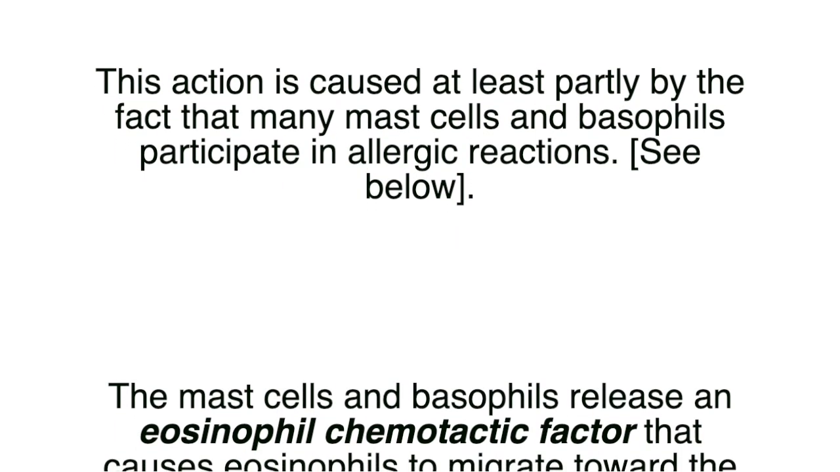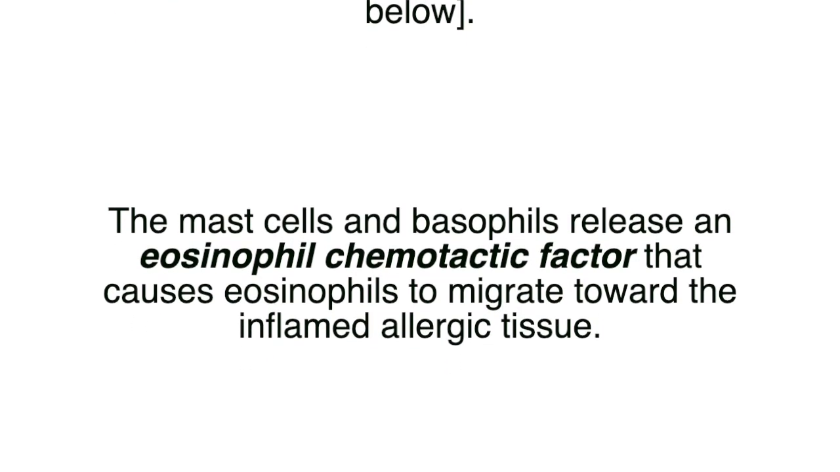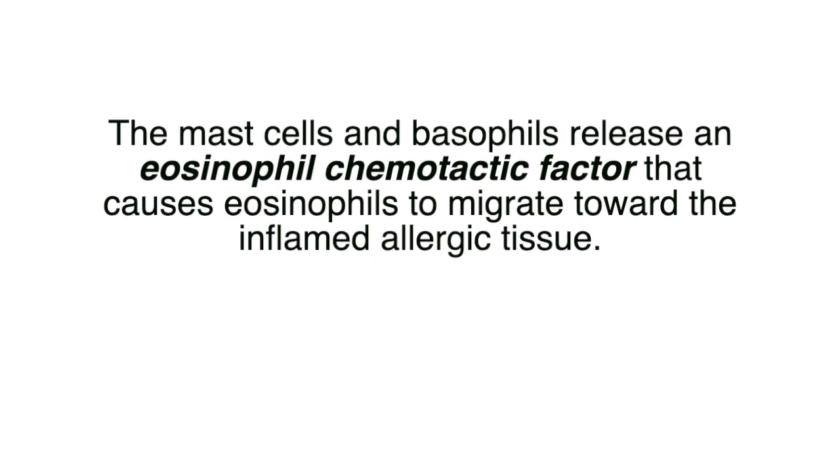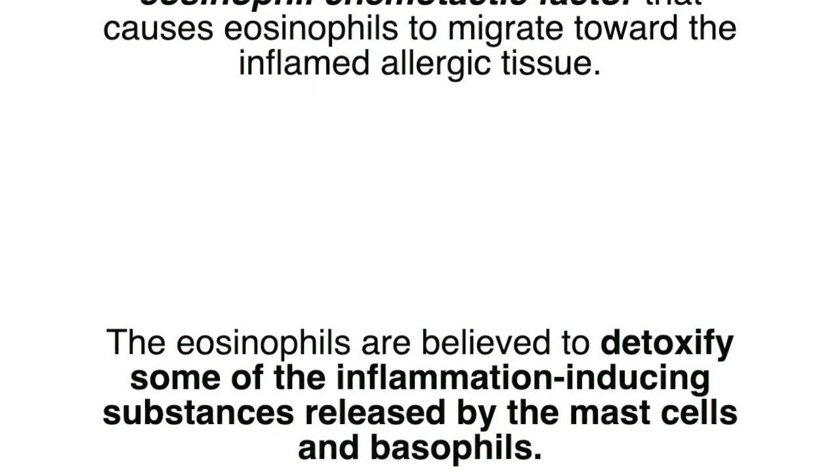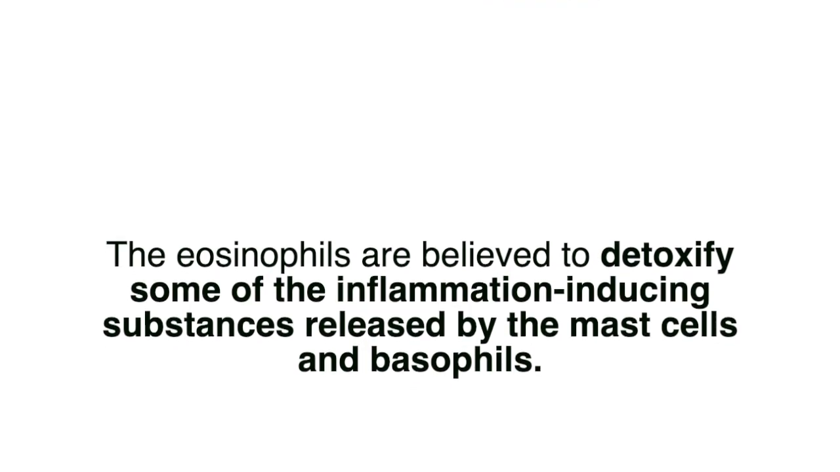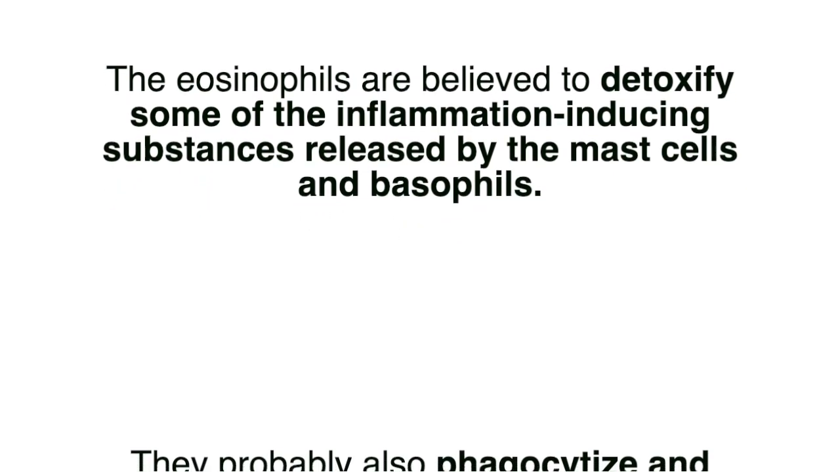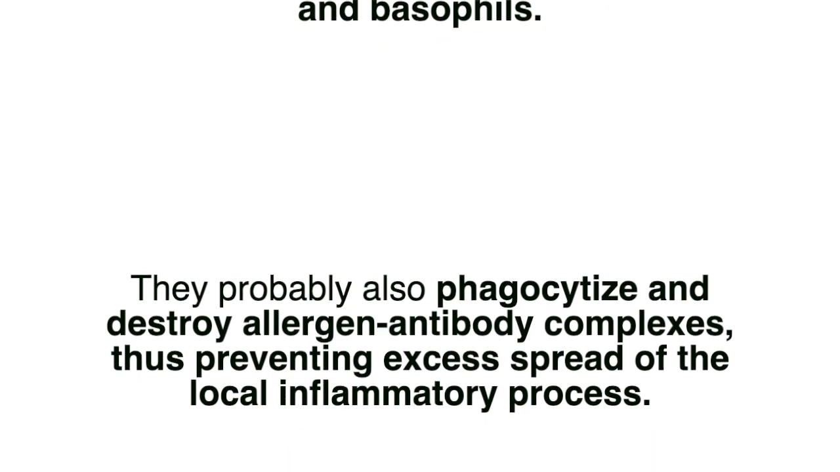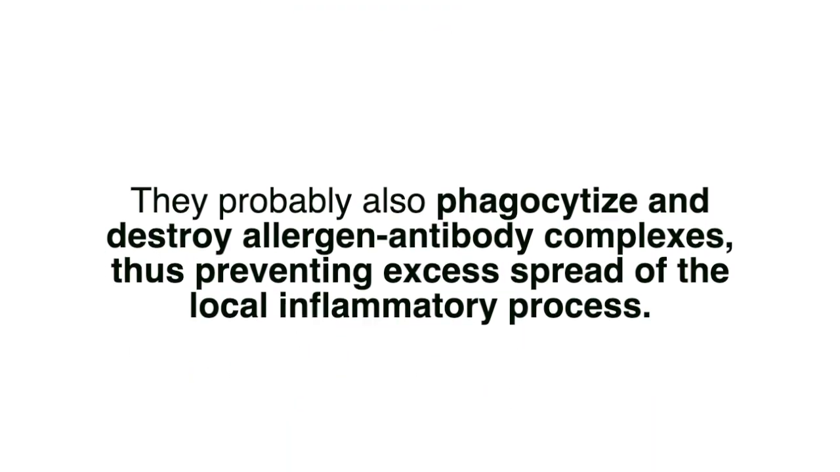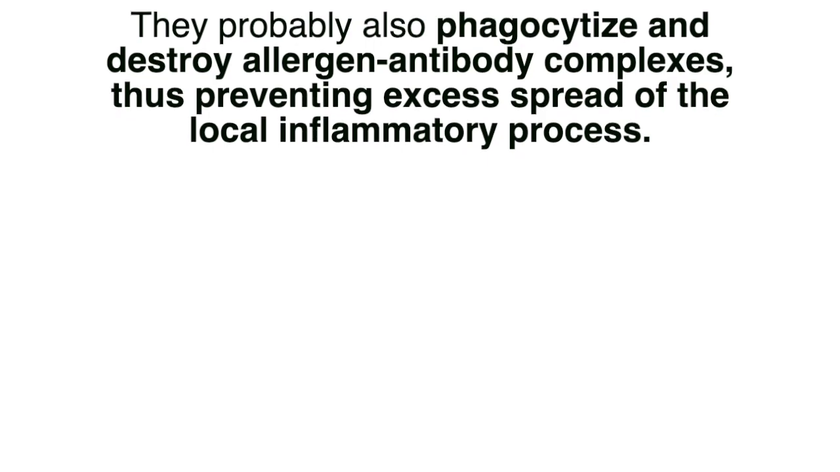This action is caused at least partly by the fact that many mast cells and basophils participate in allergic reactions. See below. The mast cells and basophils release an eosinophil chemotactic factor that causes eosinophils to migrate toward the inflamed allergic tissue. The eosinophils are believed to detoxify some of the inflammation-inducing substances released by the mast cells and basophils. They probably also phagocytose and destroy antigen-antibody complexes, thus preventing excess spread of the local inflammatory process.